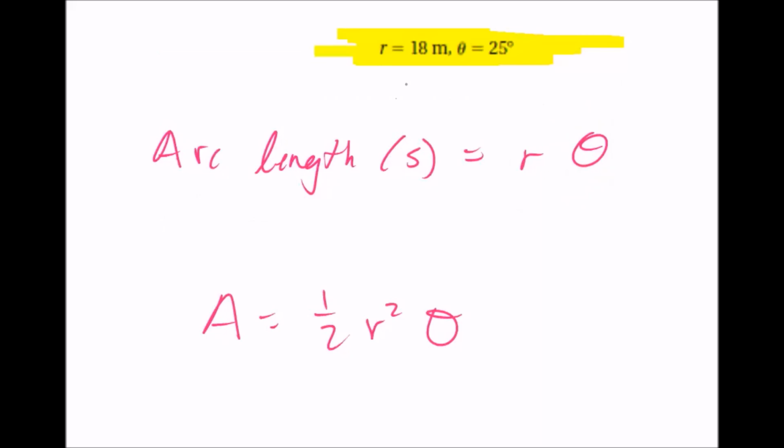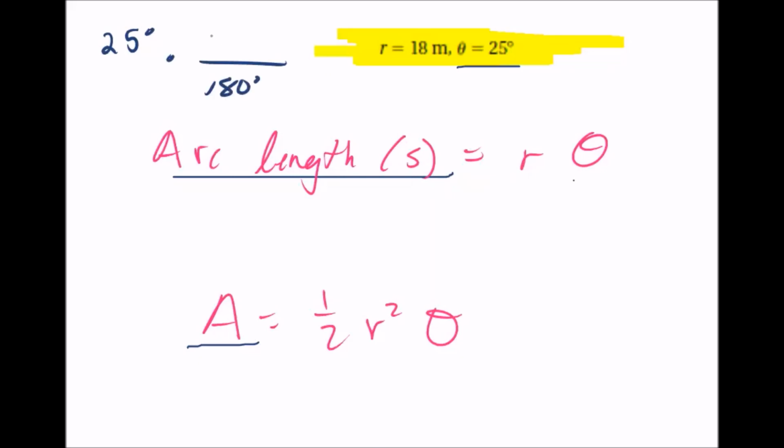Alright, let's say we have this problem. It says the radius is 18 meters and theta, that angle, is 25 degrees. And we want to find arc length S and area A, given the radius and theta. Now, before you go at this, you really need to put on the brakes because from that definition, theta needs to be in radians. If we just try plugging this stuff in, we're not going to get the correct answer. We have to change theta to radians. And once again, that's 25 degrees times the conversion, 180 degrees over pi radians.